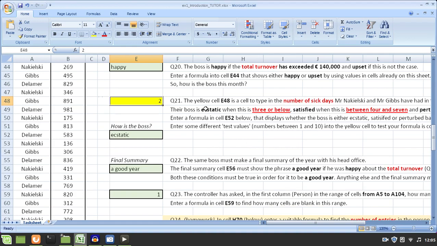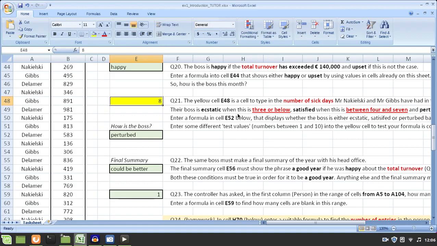Enter a formula in E52 below that displays whether the boss is ecstatic, satisfied or perturbed based on the number that can be entered into the yellow cell. Enter some different test values between 1 and 10 into the yellow cell to test your formula is correct. So this works because this is the answer file. If I type in 3, you'll see the boss is ecstatic. If I type in 5, the boss is satisfied. And if I put in 8, which is more than 7, the boss is perturbed.